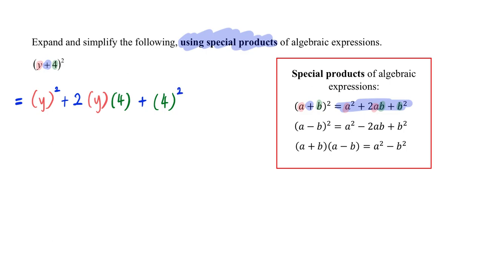Okay, so this one final answer, y square is y square plus 2 times 4 is 8, so it's 8y. 4 square is 4 times 4, 16. And we are done with this example.